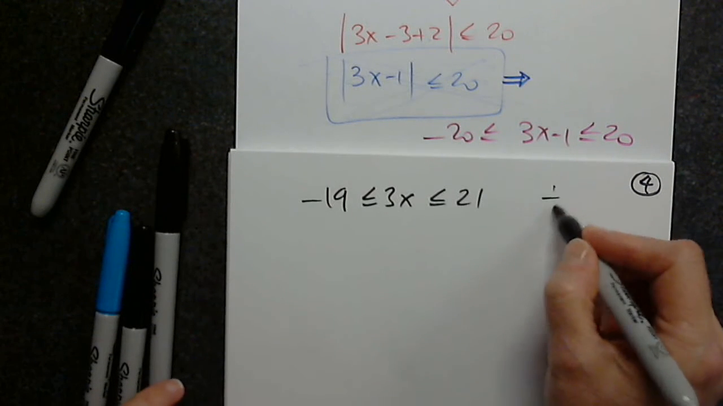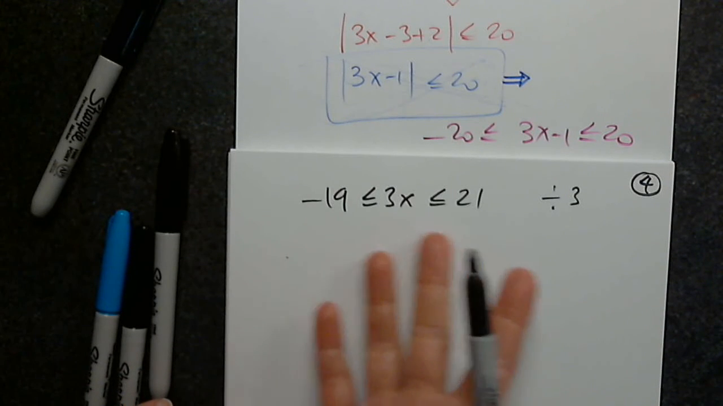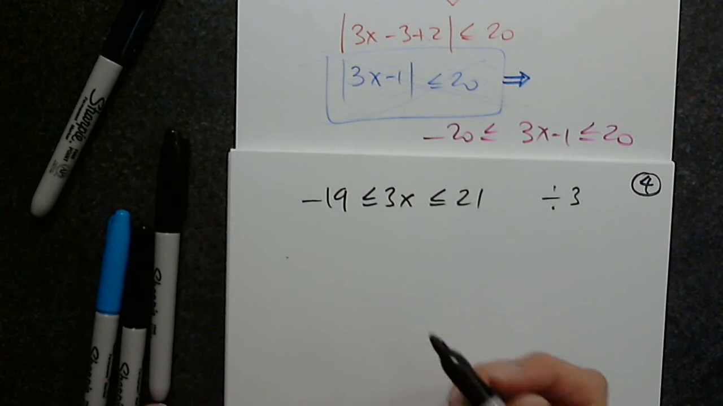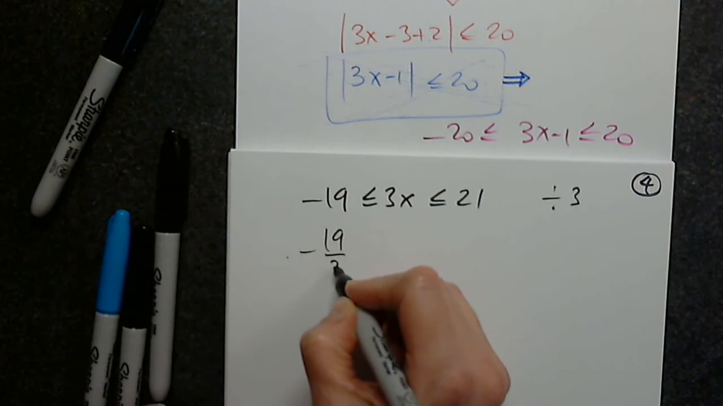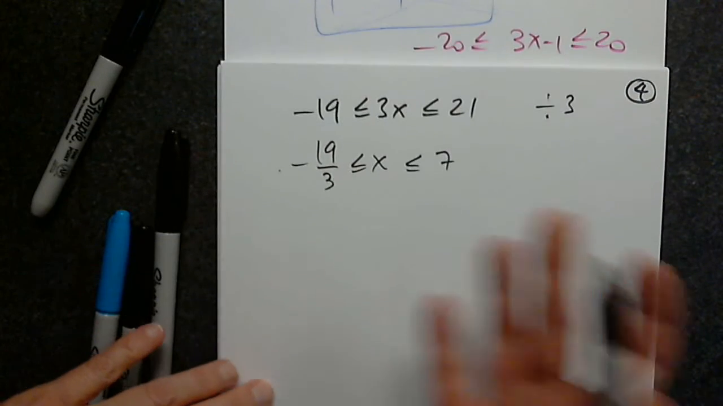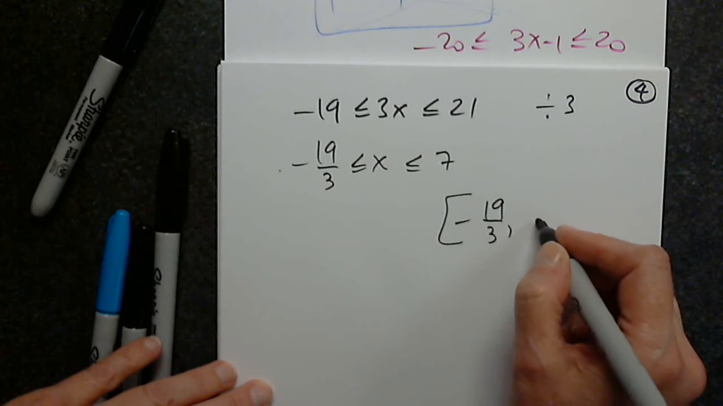We divide all 3 sides by 3. So you know that this is now a compound inequality. That's why we solved the compound inequality before getting to the absolute value inequalities. So negative 19 thirds, x in the middle, and 7. The interval is right there. I don't have to do anything. I don't have to write the union.